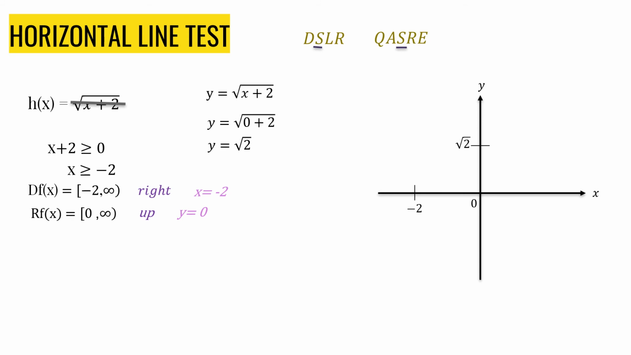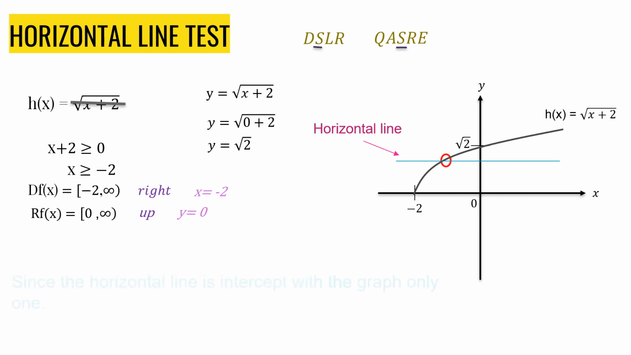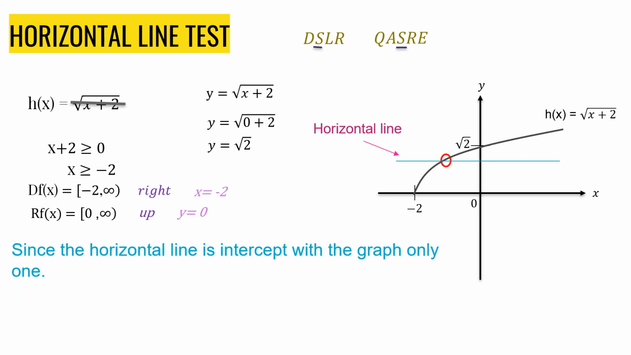As we all know, for a square root function, the graph must look like a wiper shape, like this. Don't forget to label the graph with the function given. Then I will draw the horizontal line. As we see, the horizontal line intersects the graph only once. Therefore, the graph is a one-to-one function.